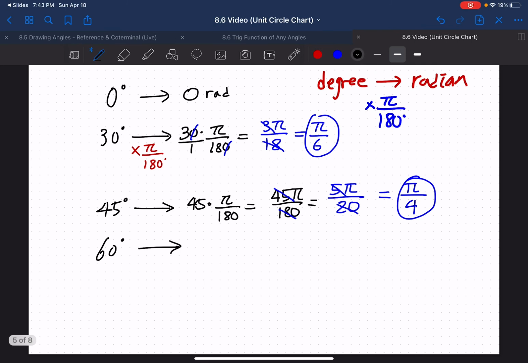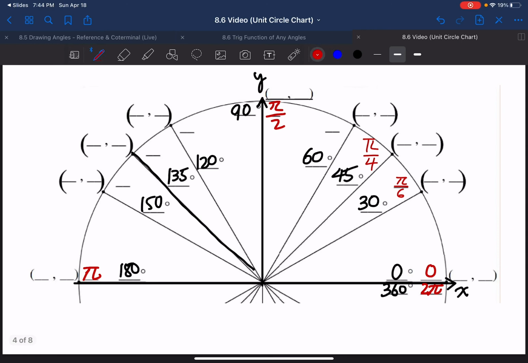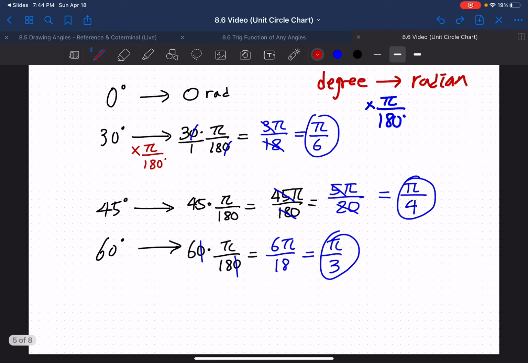You are doing 60. Again, 0 and 0 cancel. 6 and 18. I'll show you like that. 6 and 18. This is pi over 3. Cool? You are going to convert this portion by yourself then. You do same thing, 120 times pi over 180, right? You can pause the video and then just do it.